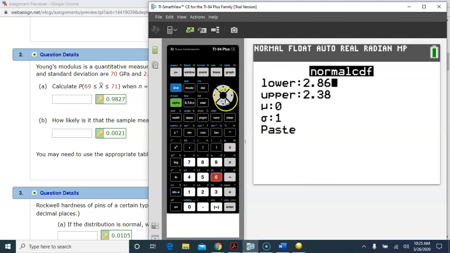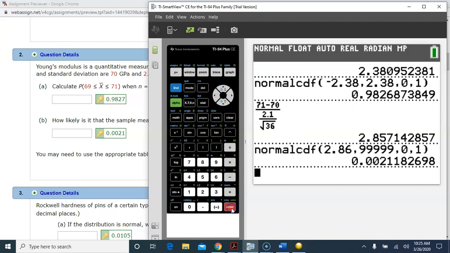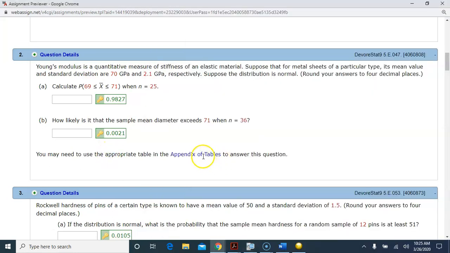2.86 to infinity is 0.0021, which we see is the answer on the answer key right there. By the way, for those of you that are stuck using the table, they have a link right here to the table that you can click on.